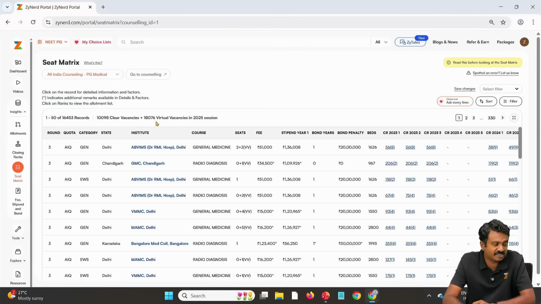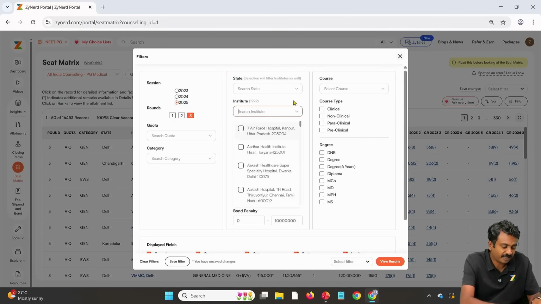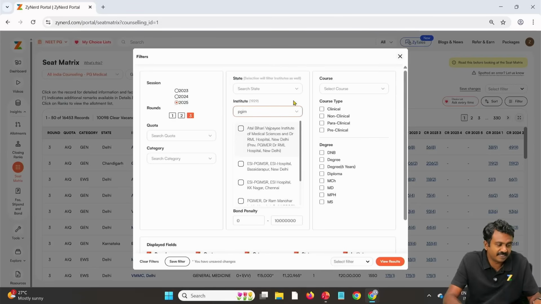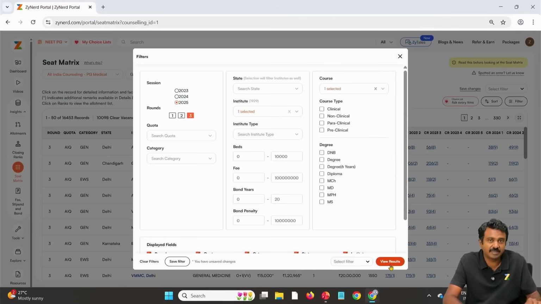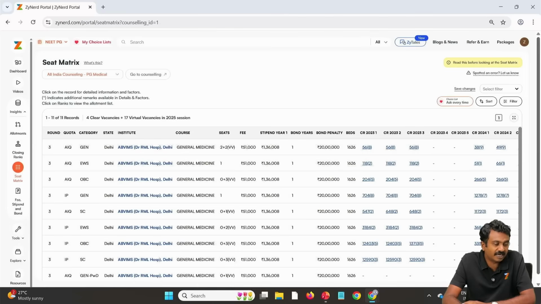One fine difference that we need to check is, let us say I look up one seat, PGI MER, RML Hospital or Atal Bihari Vajpayee Institute, and I look at general medicine seats. So here I am looking at all the general medicine seats. These will be available under AIQ under multiple quotas. So you see that there are seats available under AIQ under general category in general medicine in this particular institute. Similarly under EWS category, how many seats are available under general category? 2 plus 2 VV.